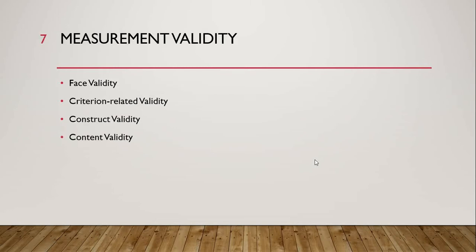And then finally, we can assess measurement validity, and this is all discussed in Chapter 5. Again, I'll leave it up to you to go through this, but when you look at your study, think about the measures. Think about how they measure different concepts in their study, and do these measures have face validity, criterion-related validity, construct validity, and content validity? So these are some areas that you can consider.